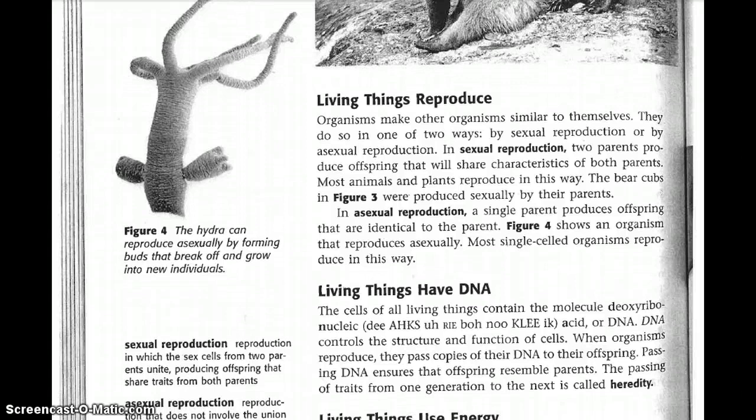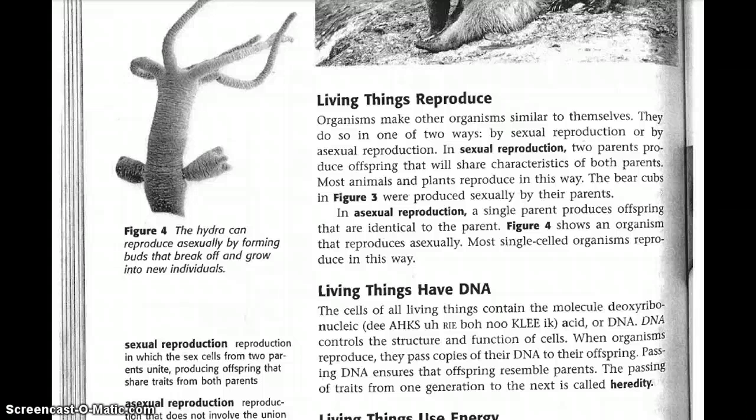Living things reproduce. Organisms make other organisms similar to themselves. They do so in one of two ways: by sexual reproduction or by asexual reproduction. In sexual reproduction, two parents produce offspring that will share characteristics of both parents. Most animals and plants reproduce in this way. The bear cubs in Figure 3 were produced sexually by their parents.